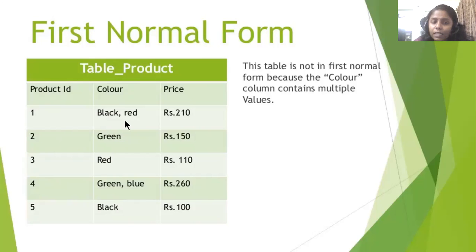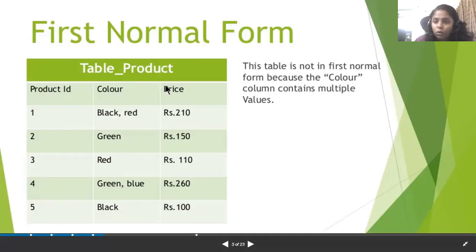So what has to be done? Now we have three methods available to make it into first normal form. The first one is that we can add one more column to the existing table, and name the columns color 1 and color 2. That is one method.